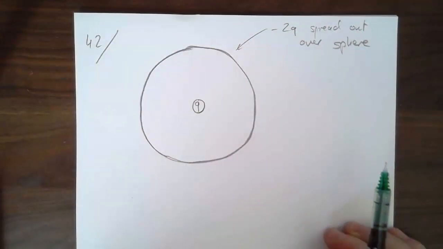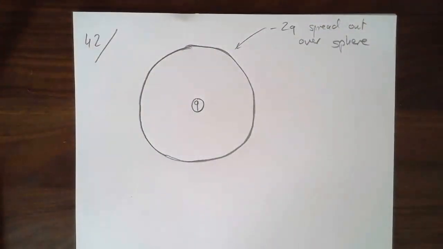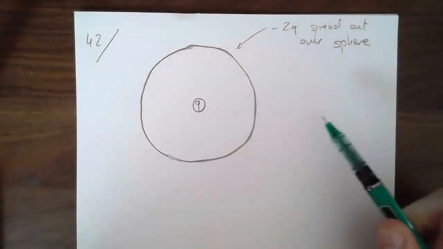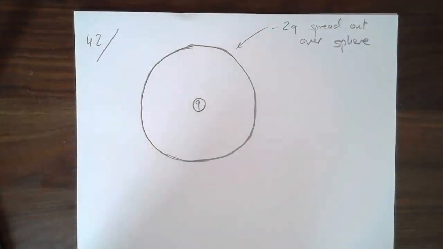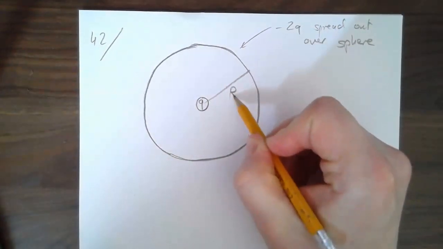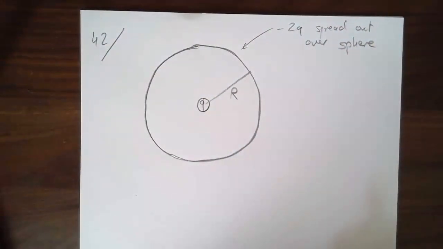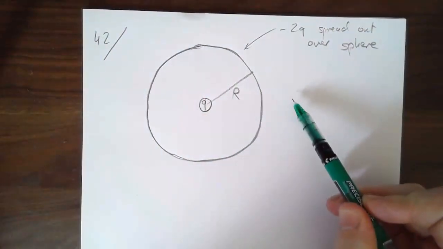The symmetry of this is an actual application of Gauss's law. We are trying to find the electric field inside and outside of this sphere. This sphere has some radius, capital R, from the center, and we're trying to find the electric field both at a point inside as well as a point outside.